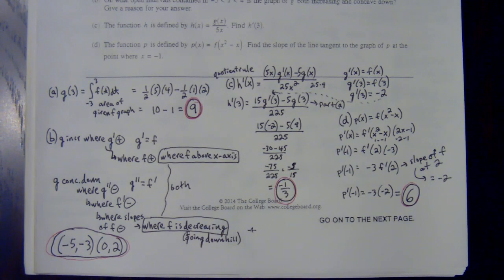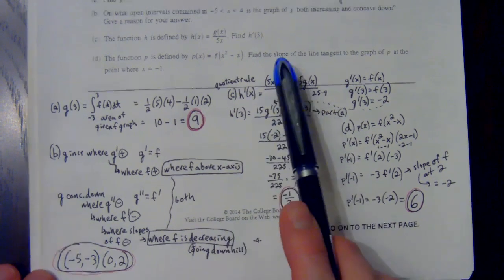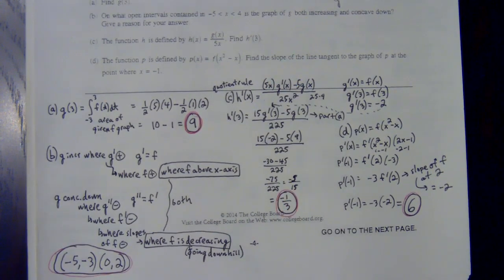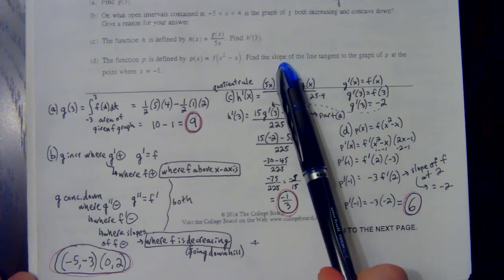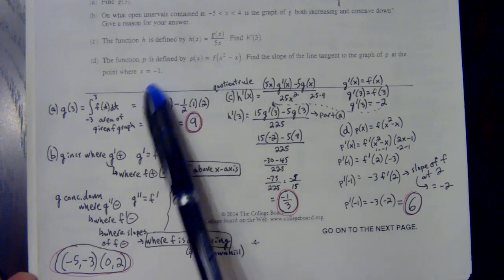And in letter D, it says find the slope of the tangent line. You know slope is derivative. It doesn't say find the equation of the tangent line, where you'd do the point slope form. It says find the slope of the tangent line, which means what's the derivative of that P at x equals 1.